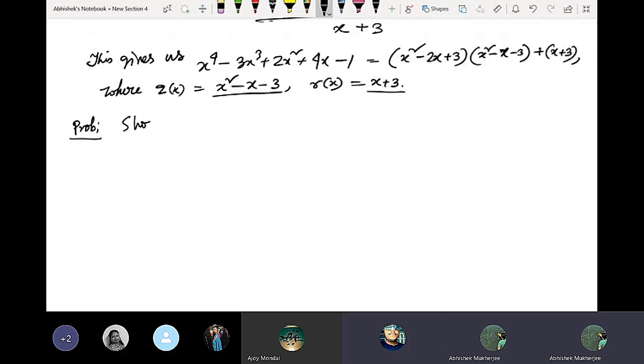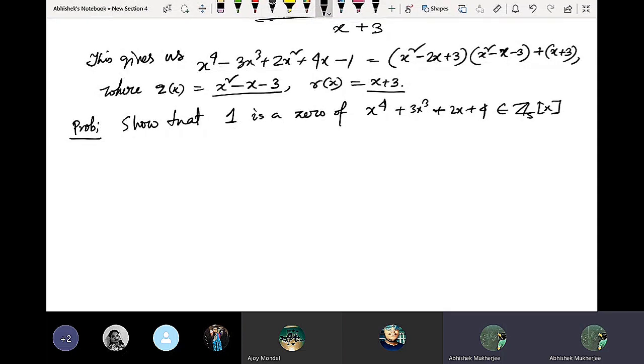Problem: show that 1 is a zero of the polynomial x to the power 4 plus 3x cube plus 2x plus 4 belonging to Z5x, and factorize this polynomial in Z5x.